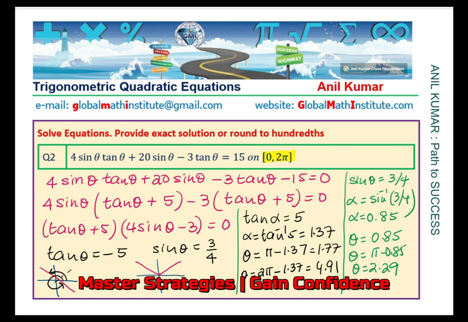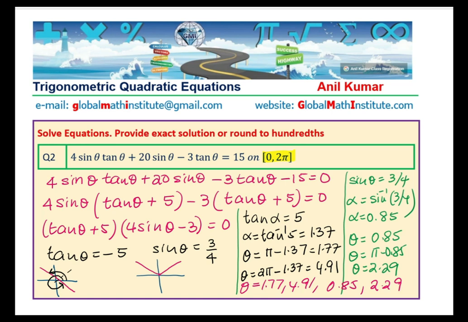So we have four answers. Theta is equal to 1.77, 4.91, 0.85, and 2.29. Make sense? So that is how we will be answering this particular question.